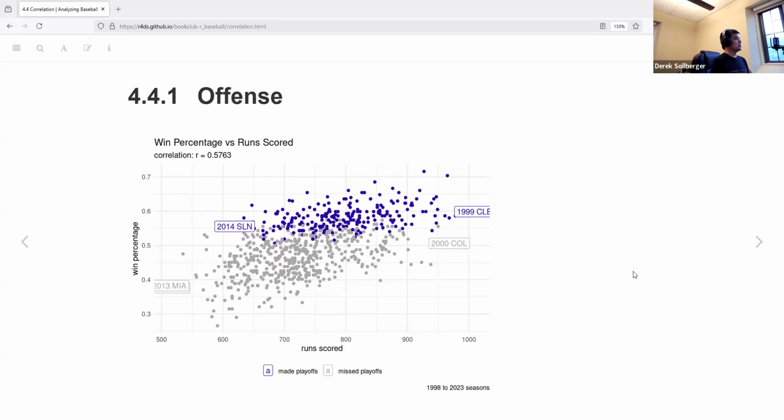Towards the top left of the scatter plot, you can see the 2014 St. Louis Cardinals actually scored very few runs, so they might have been buoyed by pitching and defense, and yet they were able to squeeze in and grab a playoff spot. Terminally online fans say that the Cardinals have devil magic helping them.